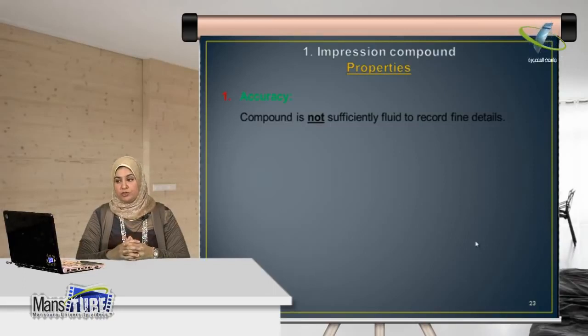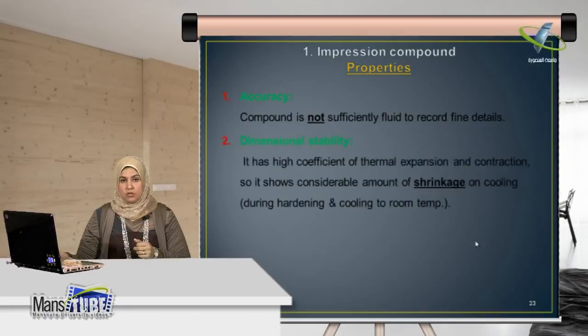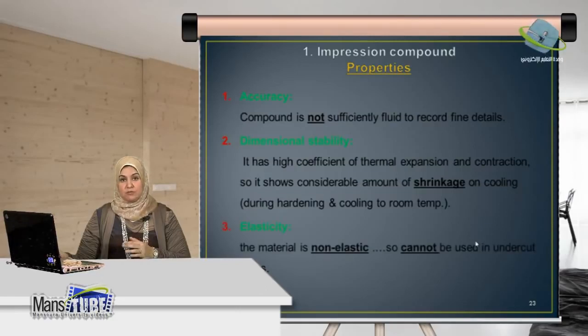So what are the properties of the impression compound? Firstly, this material is not very accurate because it doesn't record fine details. So we use it only for primary impression. The material undergoes some shrinkage, so the dimensional stability is not very high. About the elasticity, we mentioned that this material is rigid. It becomes rigid after setting, so it cannot be used for dentulous patients or for patients which contain undercut.